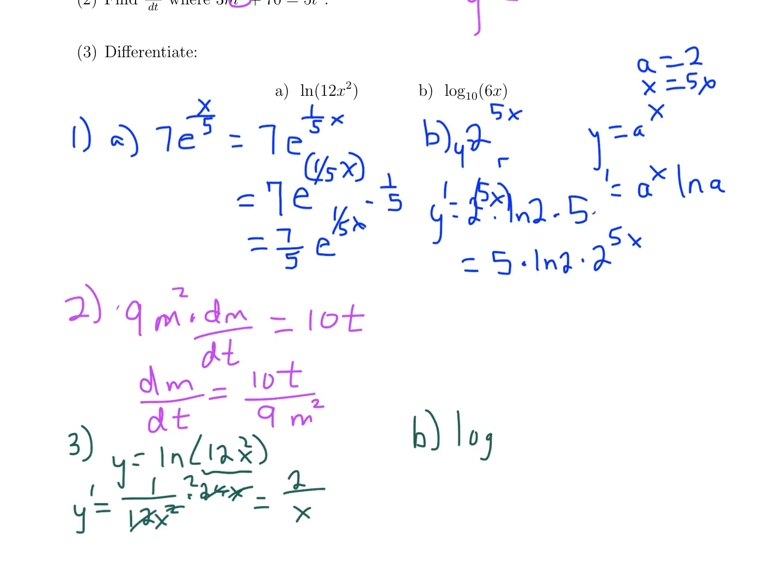I've got log base 10 of 6x, and this works just like the lns, okay? So y prime would be 1 over 6x times the chain rule of the derivative in the brackets, so that's 6, and that ends up being 1 over x.